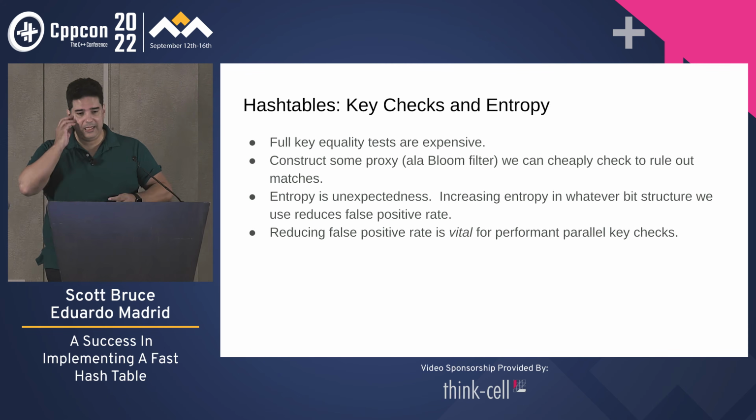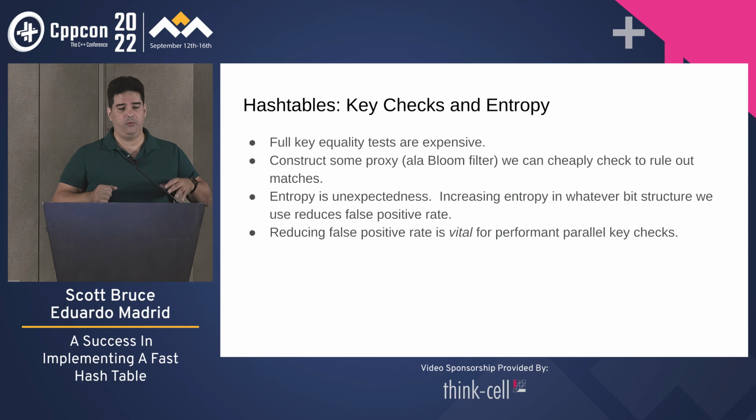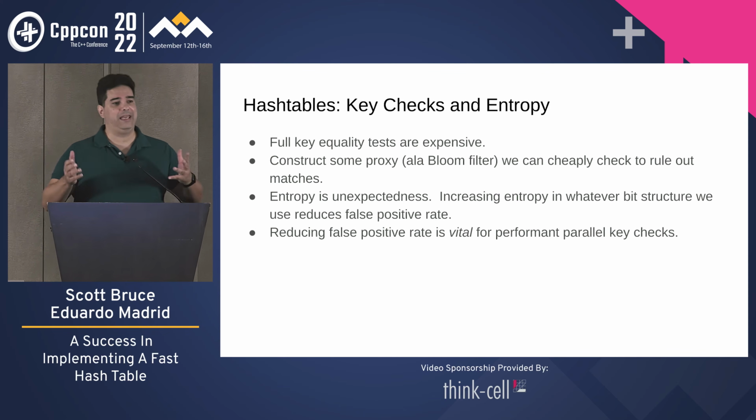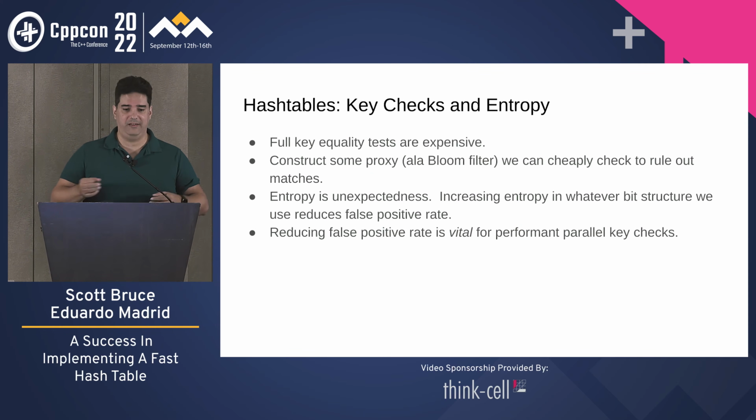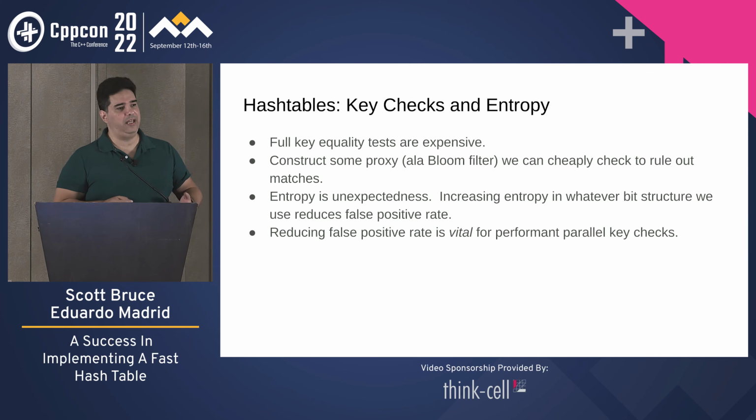So the things to bear in mind when we are implementing top performance hash tables is that in general, we cannot rely that our keys are going to be simple types to compare, such as, for example, integers. They can be, for example, strings. And we cannot rely on the full key equality comparisons to be inexpensive. Therefore, we had to do something. Construct some form of proxy so that we can cheaply make comparisons that have a very high probability of succeeding, or said in another way, low probability of both false positives and false negatives.